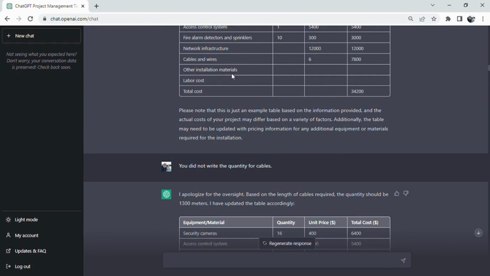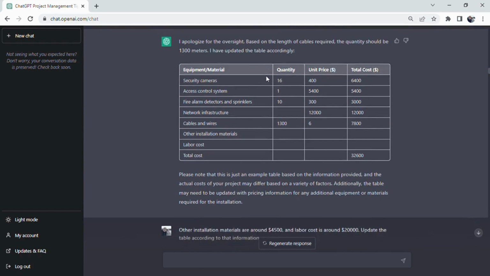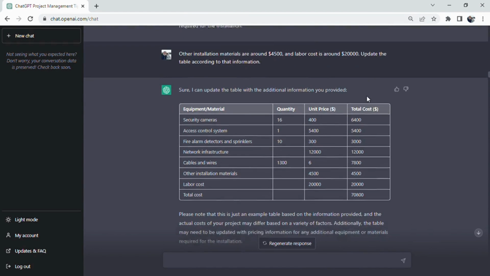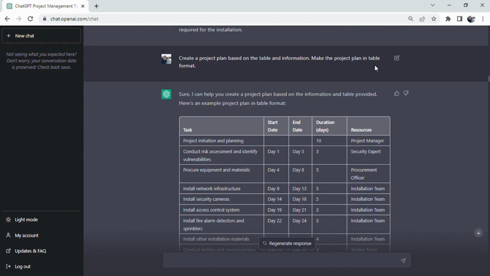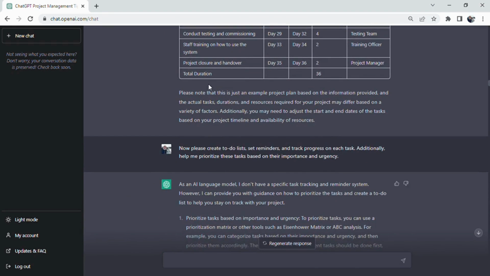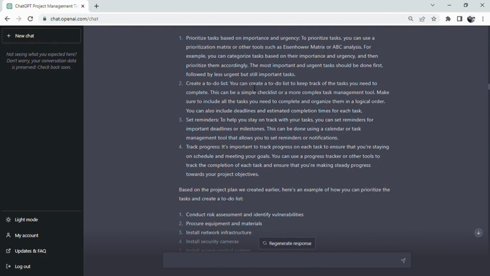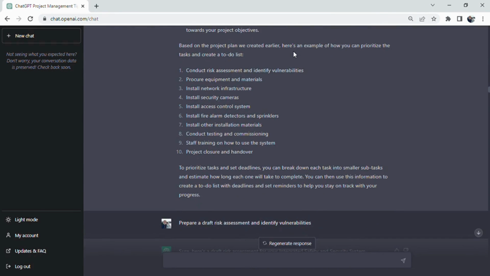The next step was to prepare a bill of quantities, which is a detailed list of all the materials and equipment needed for the project along with their corresponding costs. This helped us to budget for the project and ensure that we had all the necessary resources at our disposal. For our project, we needed cameras, access control systems, fire alarm detectors, network infrastructure, cables, and junction boxes. We also needed various other installation materials and labor costs. By preparing a bill of quantities, we were able to estimate the project cost and ensure that we had sufficient resources to complete the project on time and within budget.